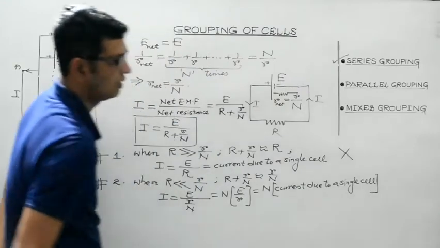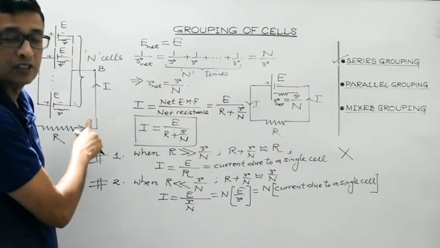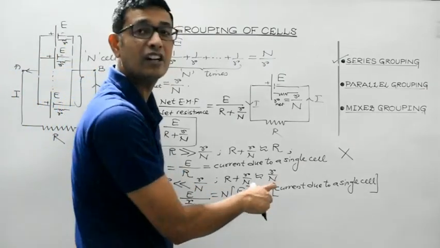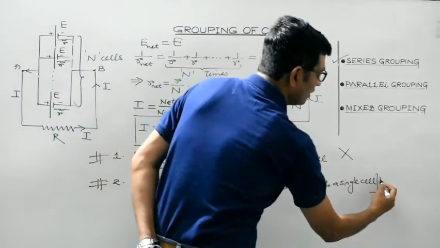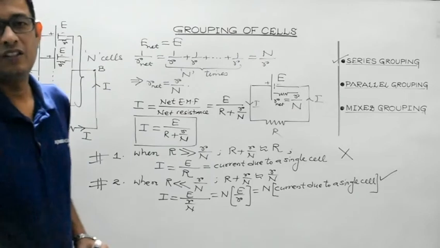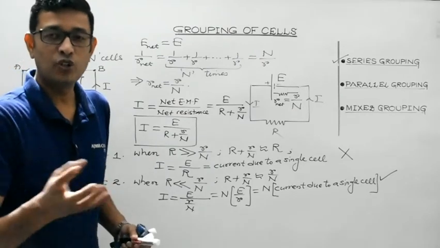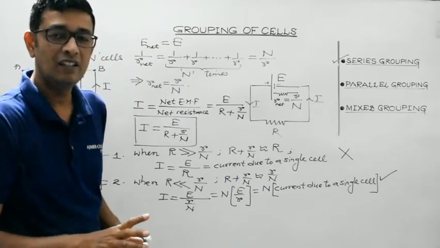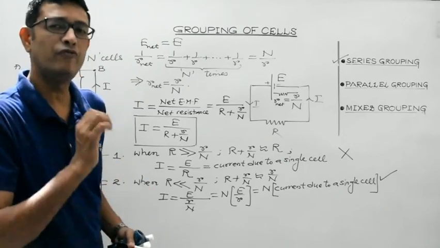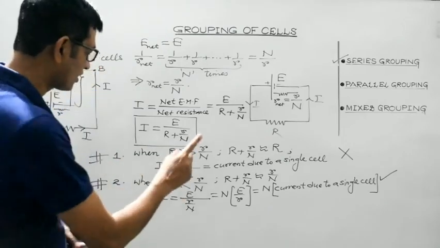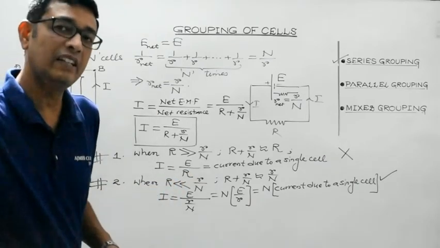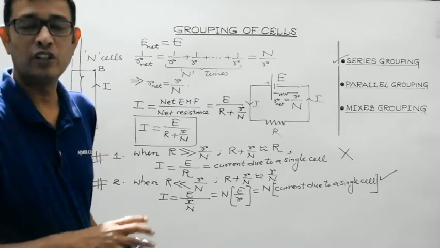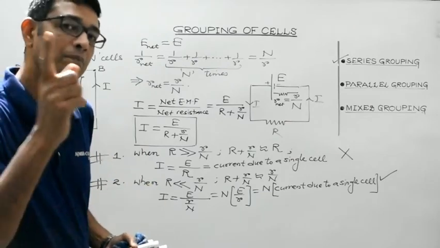So look students, if in a parallel grouping of cells this condition is satisfied, then the current obtained from the circuit is n times the current due to a single cell. So obviously this condition is preferable. So what's the conclusion? In order to derive maximum current from a circuit involving parallel grouping of identical cells, the net external resistance should be negligible as compared to the net internal resistance offered by the parallel grouping of cells.